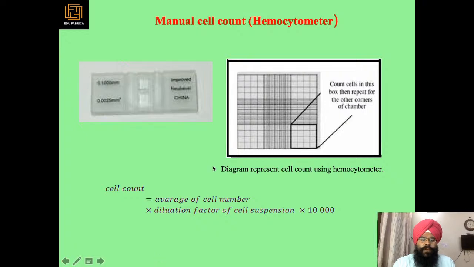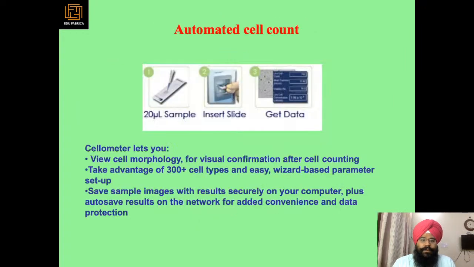Then this is how you manually count cells. In a hemocytometer, you put your cells on one side and you check in the crosses, and check the average of cell number and the dilution factor of the cell suspension, and then you can calculate your total cell suspension at the end. The automated cellometer lets you view cell morphology for visual confirmation after cell counting, take advantage of 300 cell types, and save sample images with results securely on your computer.